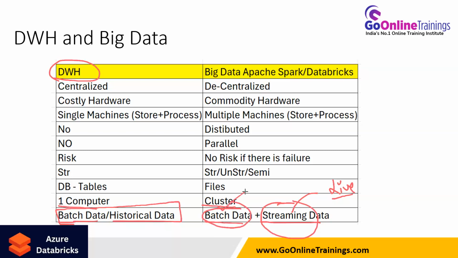Historical data. Streaming data means continuously you are getting the data. That kind of data, your data warehousing cannot process. Even Hadoop also cannot process it. Clear? So these are the differences between data warehousing and big data: big data means a cluster only, data warehouse means a single machine only.